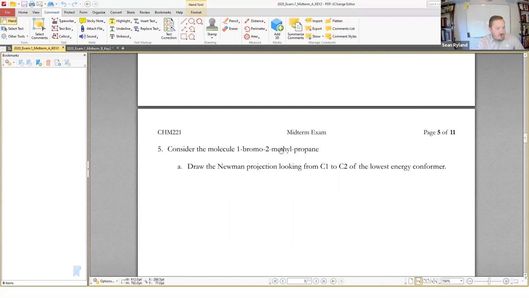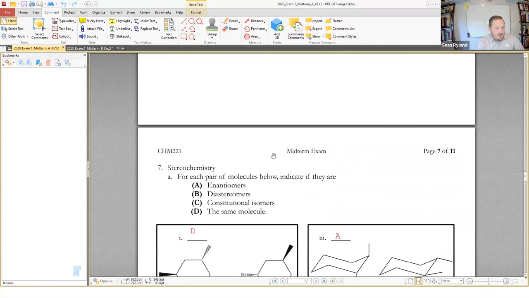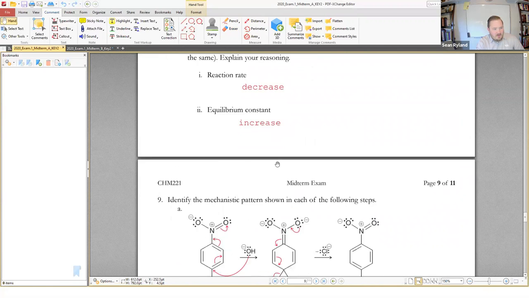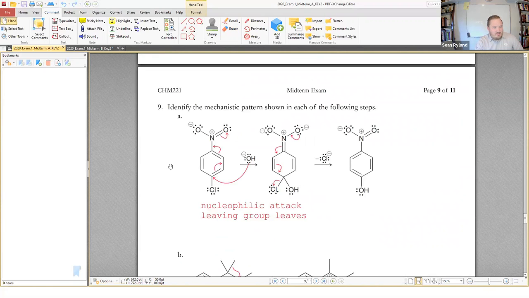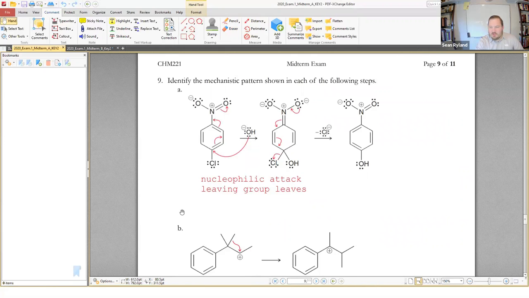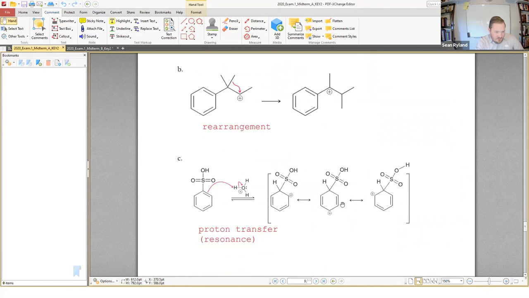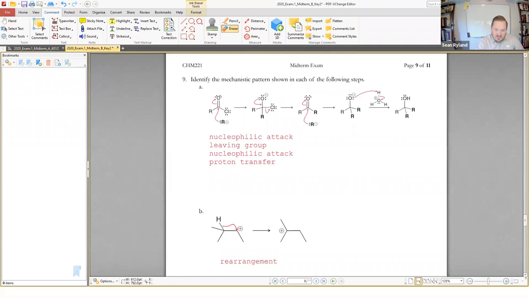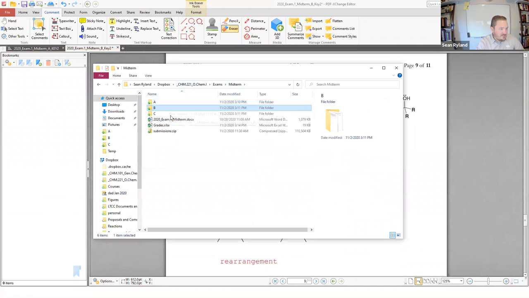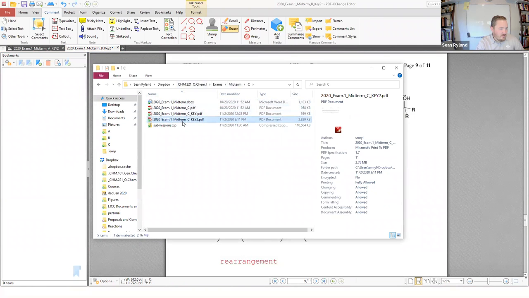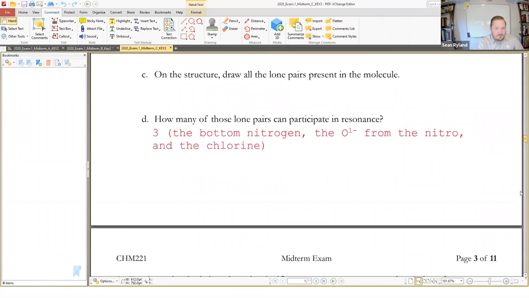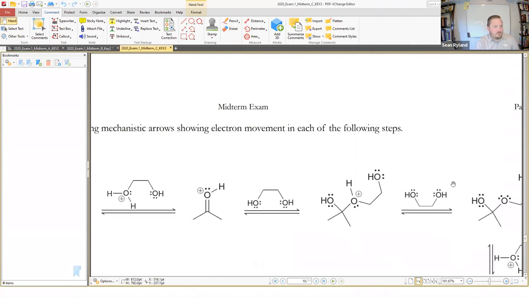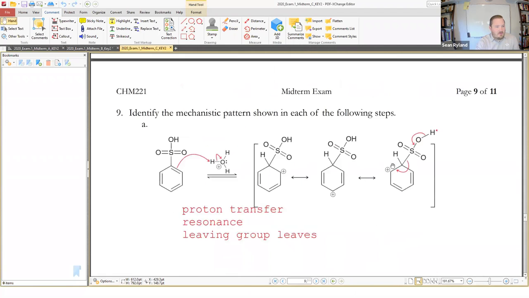Although I was a little surprised how many of you guys missed some of the proton transfer steps when the leaving group leaves. This one in particular, it's not that version of it. It was, I need test C. If you got test C, yours looked like this for the first section.